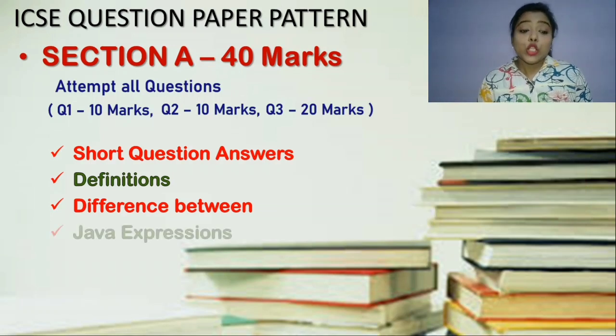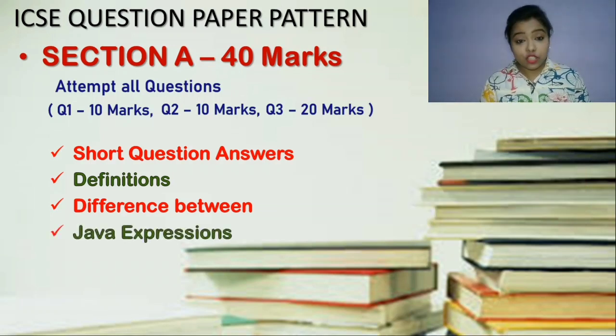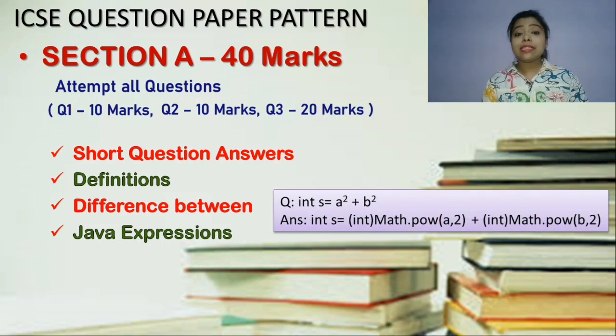Okay, and the next one is Java expressions. Here you have to convert the arithmetic expressions into Java expressions. Let me show you with one example, like this one, you can see the question here on the screen. Int a is equal to a square plus b square. So this is a normal arithmetic expression. We cannot write this expression in Java this way. So how we will write the expression in Java, that you need to write. I have also given the answer here.